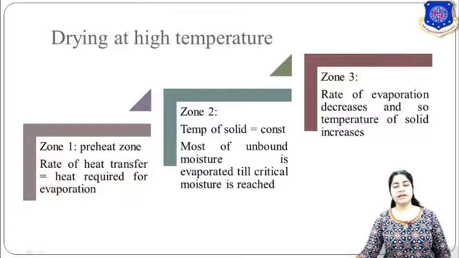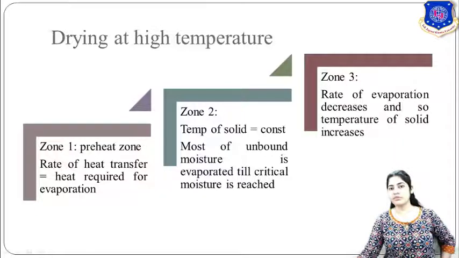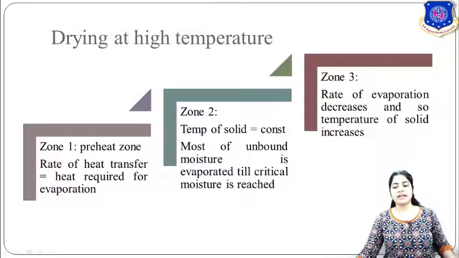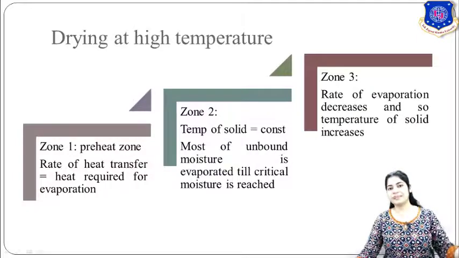Zone 3. Here the rate of evaporation decreases and so the temperature of the solid increases. How does the rate of evaporation decrease? Because in zone 2 already most of the moisture, the unbound moisture, has been removed. So now in zone 3 we are talking about the bound moisture. The amount of heat which is transferred from the air to the wet solid is not utilized to carry out the evaporation. Because of that, heat accumulation occurs, which causes the rise in temperature. So that is the condition in zone 3.